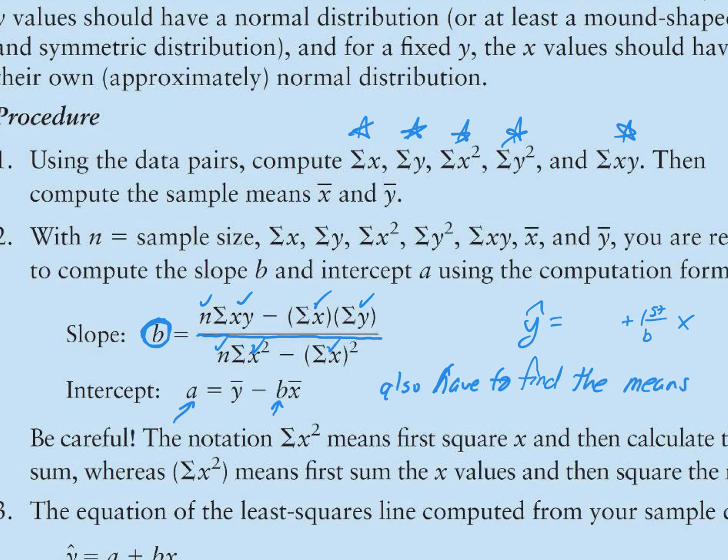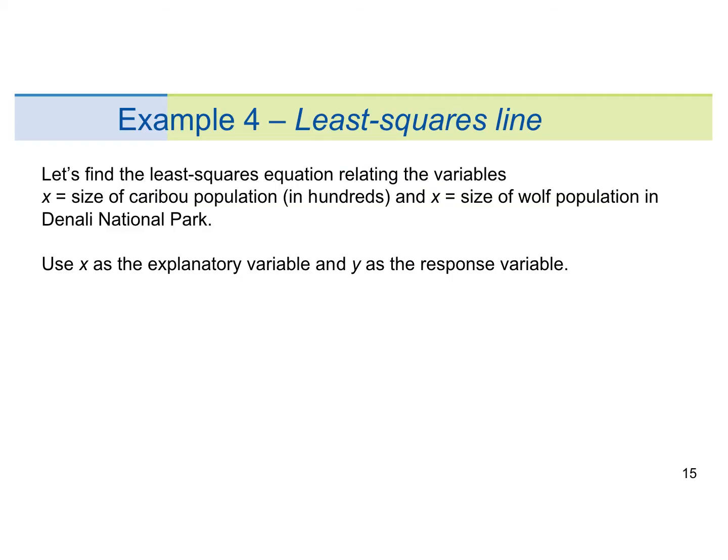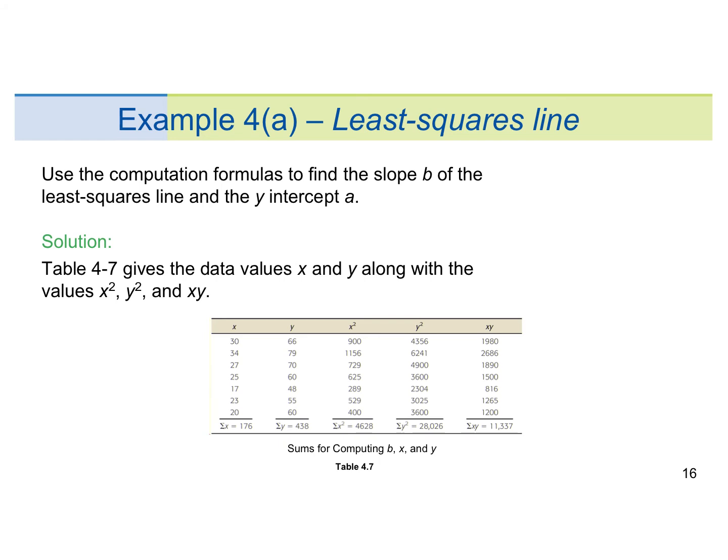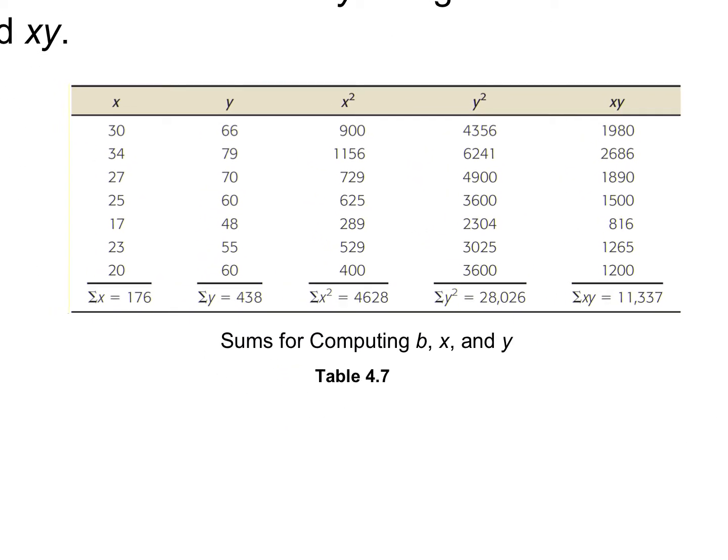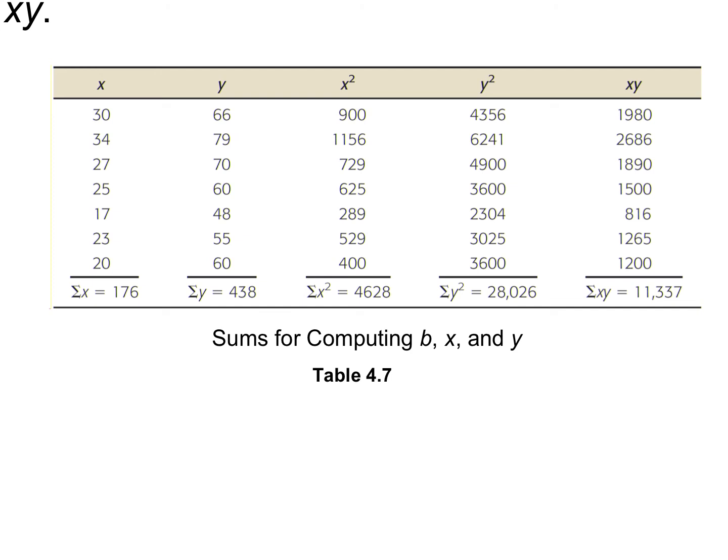And with all of those pieces of information, we are going to draw or write the equation of a predicted line for the wolf and caribou problem. So here we go. I'm not going to go over these, but we're going to use them. 3,000 caribou, 66 wolves, 30 squared, 66 squared, 30 times 66. Everybody in this room has the ability to find each of those.